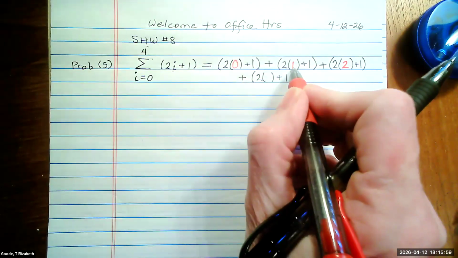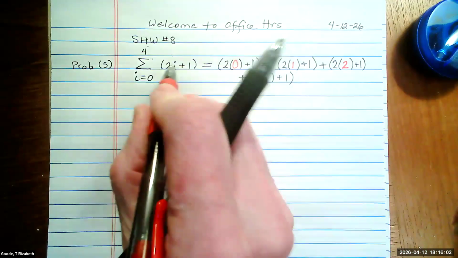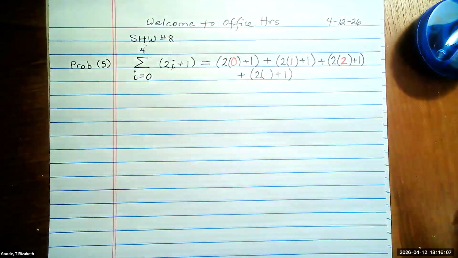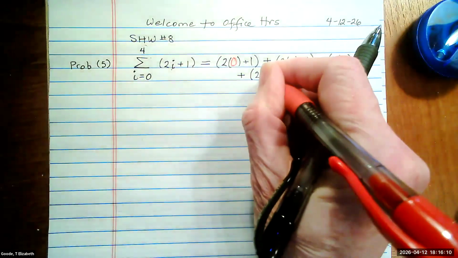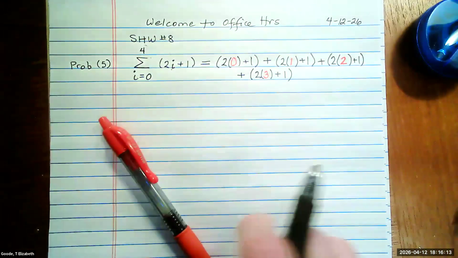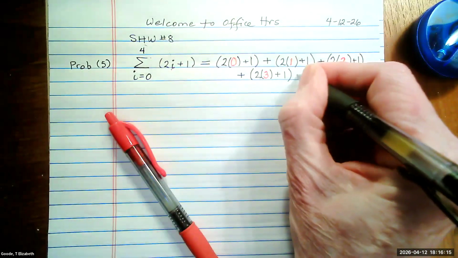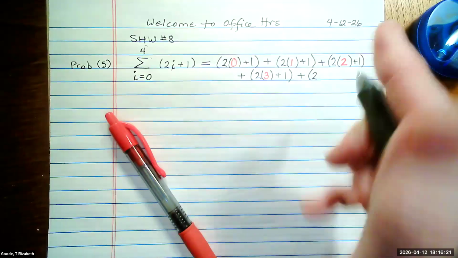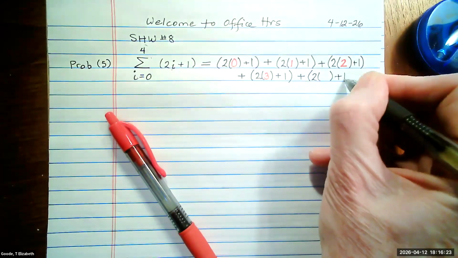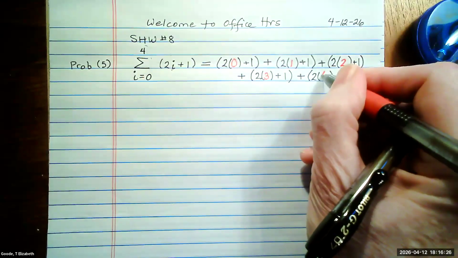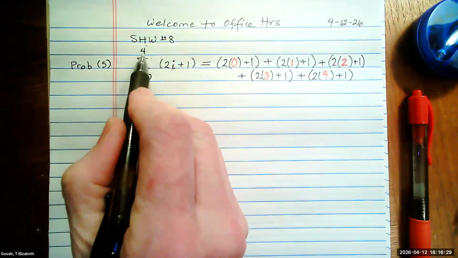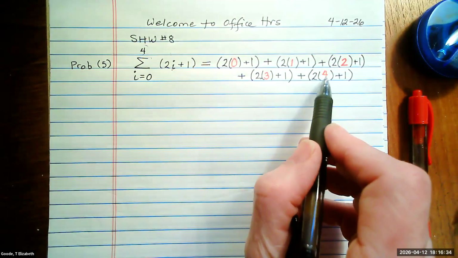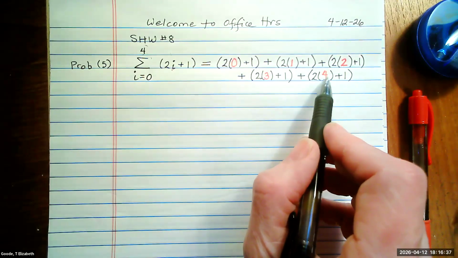So we started with 0, then we put in a 1 for i, then we put in a 2 for i. Now what will we put in for i? We put in 3. So the next term is 2 times 3 plus 1, plus, keep going. And what's the next term? Plus 2 times 4 plus 1. Nice. What's the next term? It's a trick question. That is the last term. See, that is the last one. So it stops there.